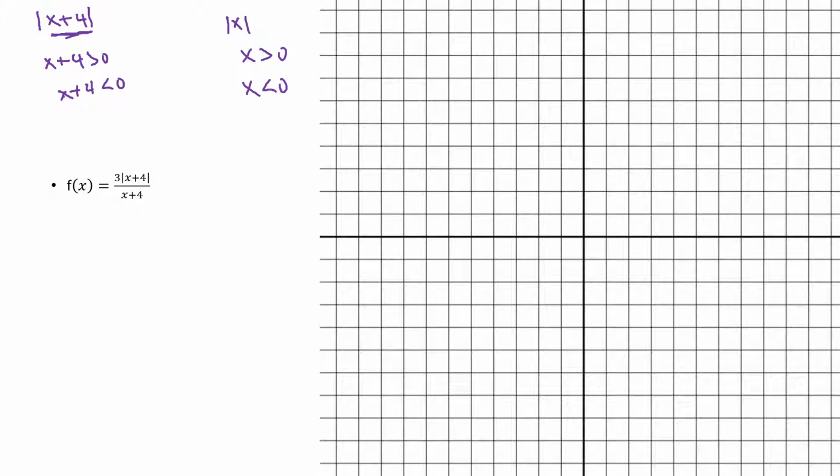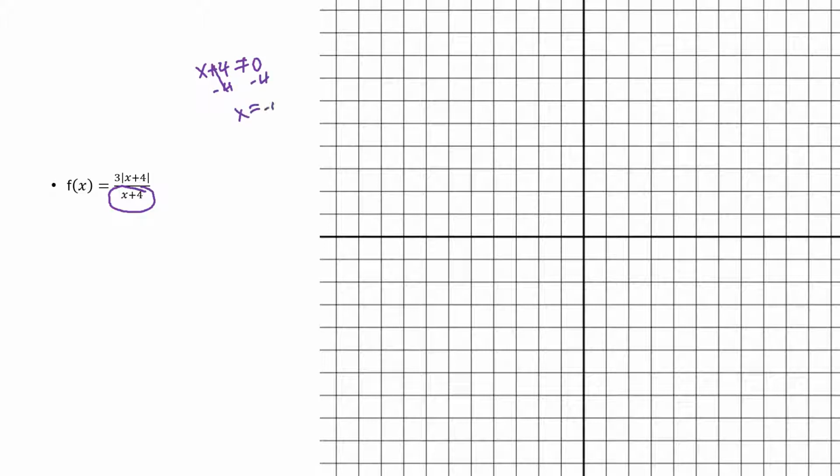If we solve this for x by subtracting 4 on both sides, then we're saying either x is greater than negative 4 or x is less than negative 4. Also, we want to keep in mind that the denominator cannot be 0. So that means that since x plus 4 cannot equal 0, that means that x cannot equal negative 4.